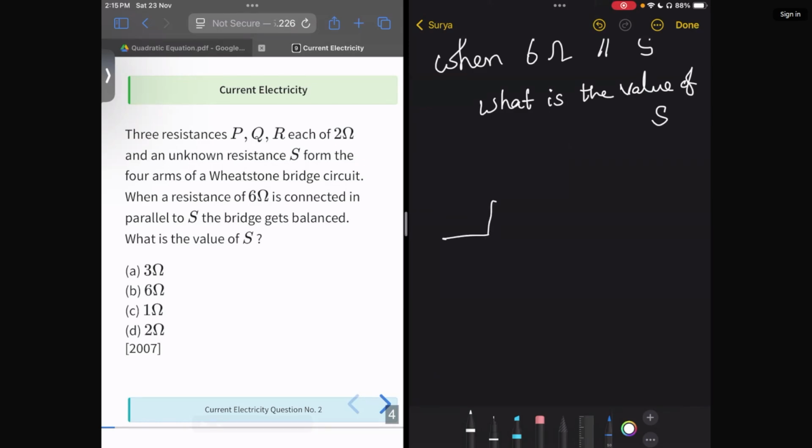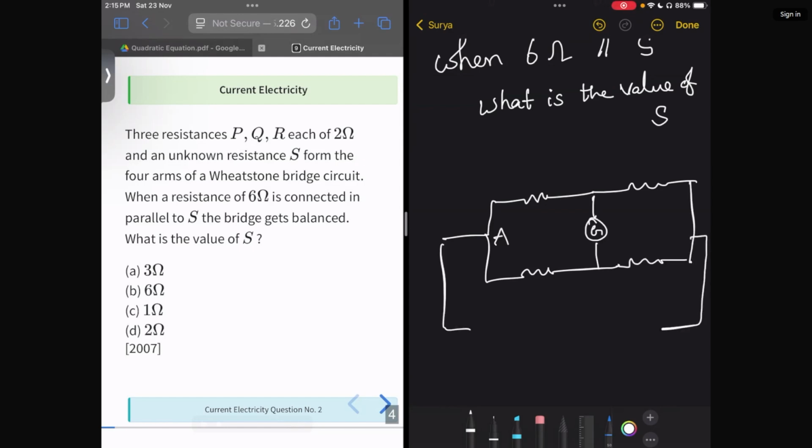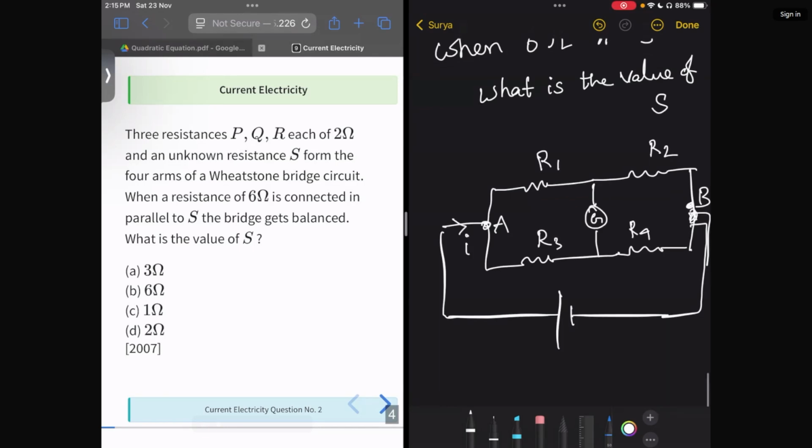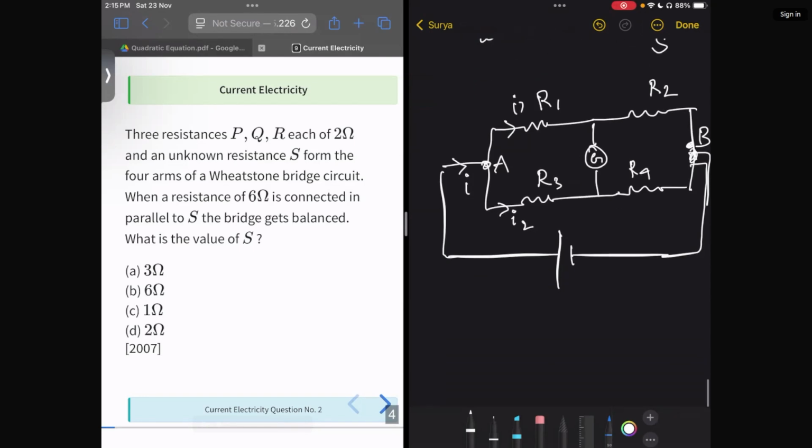So there are different resistances, and there will be a galvanometer G. Across points A and B there is a potential difference. This resistance is R1, this is R2, this is R3, and this is R4. Now the current is flowing: there is I1 going here and I2 going here, so I is equal to I1 plus I2.